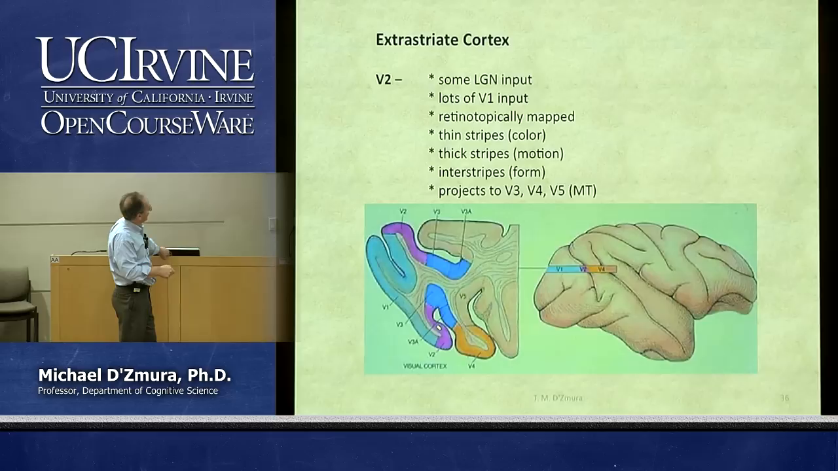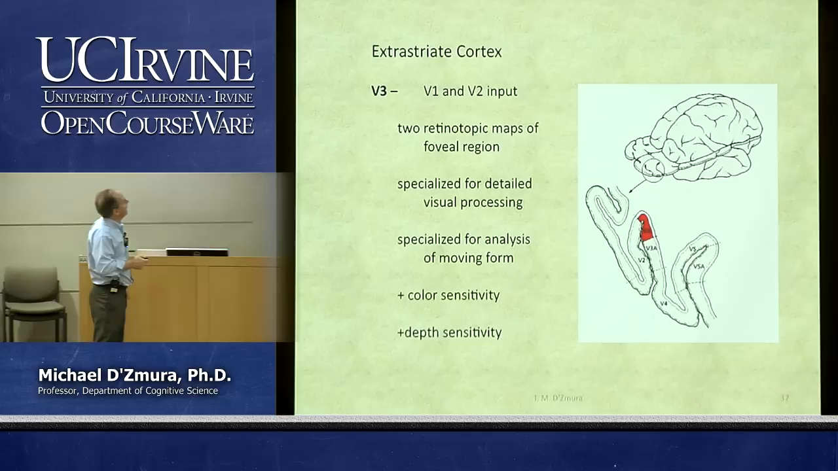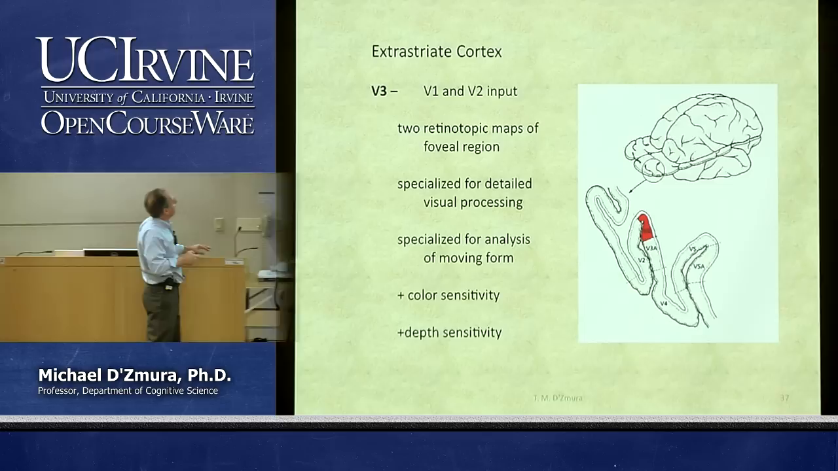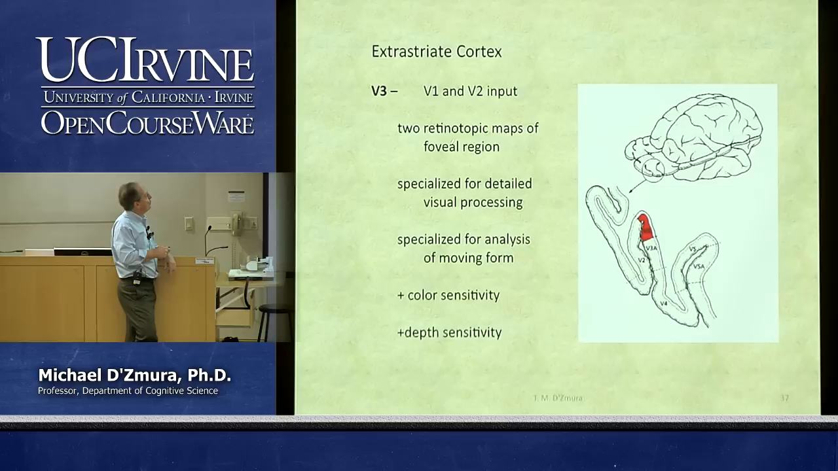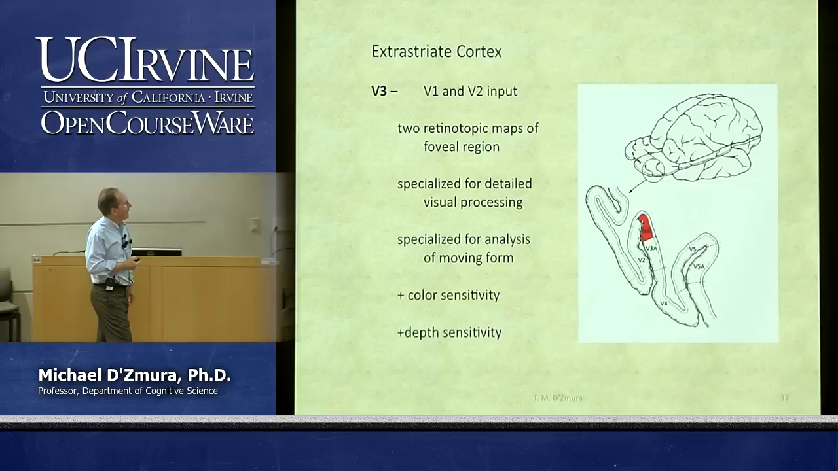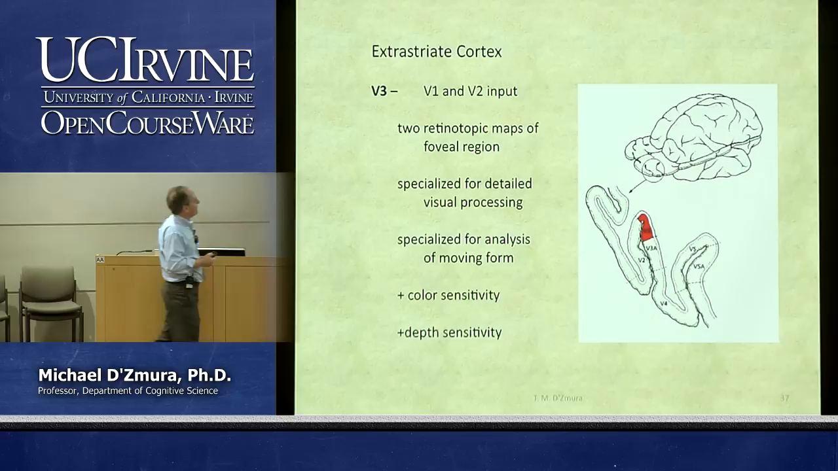Turns out that neurons in V2 project to V3, V4, and MT. And these have their own properties. V3 receives input from both V1 and V2. It has two retinotopic maps of the foveal region. So you might speak of two subregions inside of V3. It's specialized for detailed visual processing, particularly moving forms, but there is some color and some depth sensitivity.